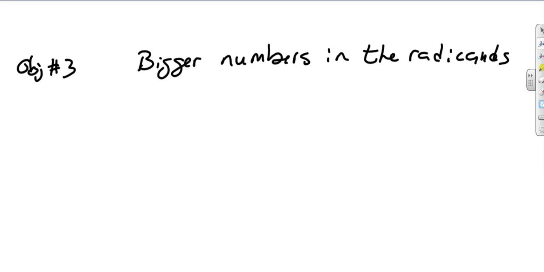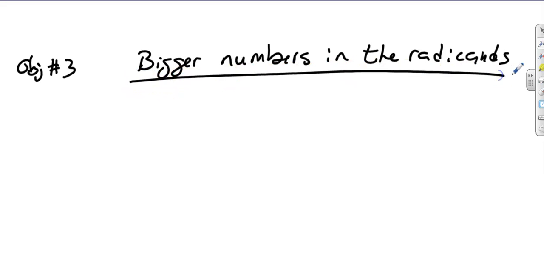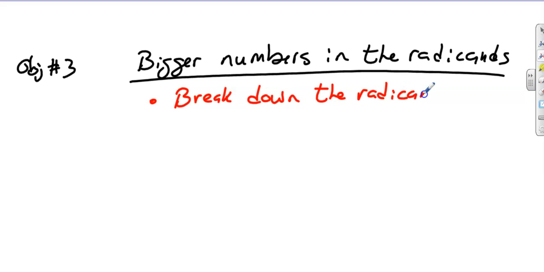If you get one where the numbers get bigger and you start multiplying together and you go, whoa, that's getting kind of big, here's what you want to do first. If you get bigger numbers in the radicands, break down the radicands first. And then you can go back and multiply together.